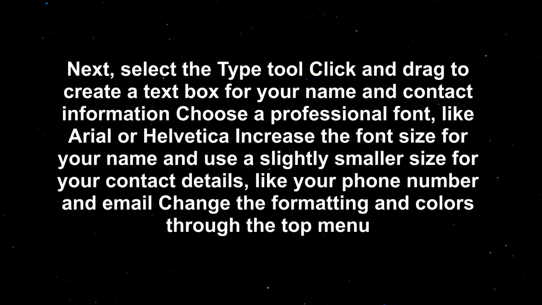Next, select the Type tool. Click and drag to create a text box for your name and contact information. Choose a professional font, like Arial or Helvetica. Increase the font size for your name and use a slightly smaller size for your contact details, like your phone number and email. Change the formatting and colors through the top menu.